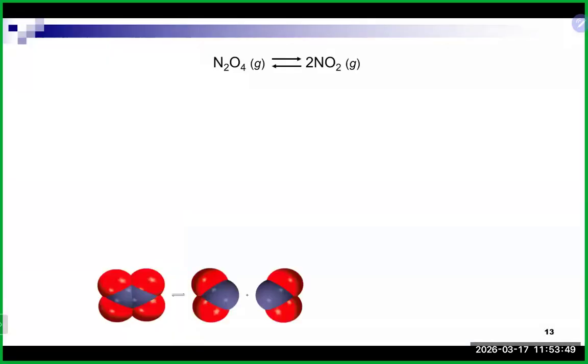So let's talk a little bit about the equilibrium constant and its application. So here we go. If we got this reaction right here, N2O4 goes to 2NO2, there is a relationship known as capital K here.